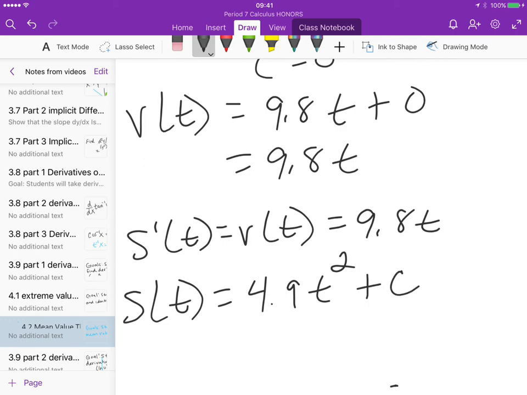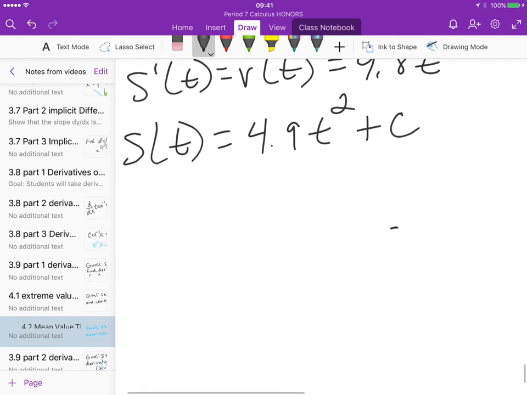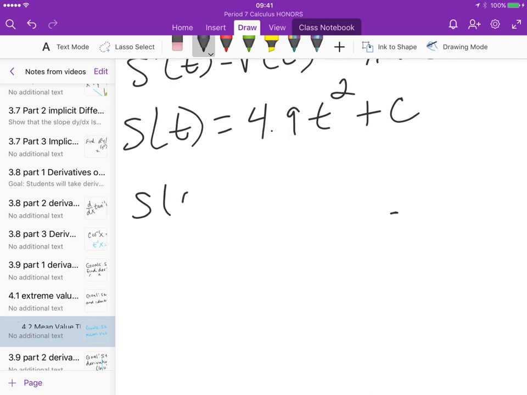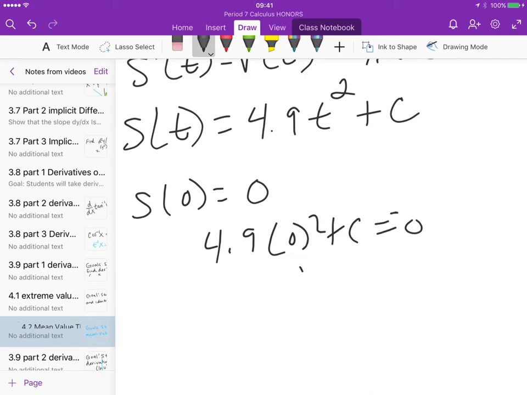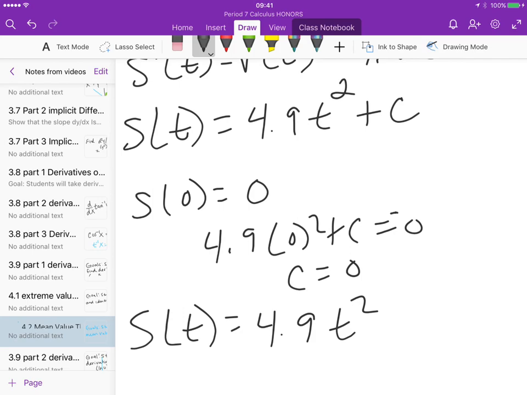Once again, we are concerned with what's happening when t is 0. So s of 0 is going to equal 0 in this particular example. I need to find out what c is going to be. 4.9 times 0 squared plus c equals 0, so this is just c equals 0 once again. The full value for s of t is going to be 4.9t squared.